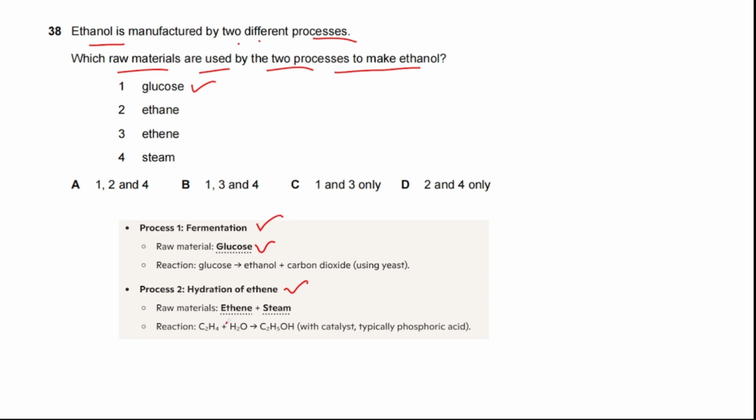So this is one of the raw materials that you need. Then the second method is the hydration of ethene. Steam and ethene react to give you the alcohol, the ethanol. So ethene is needed and steam is also needed. So 1, 3, 4 is needed. So the correct option is option B.